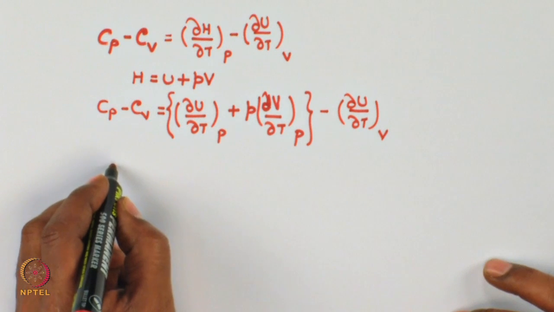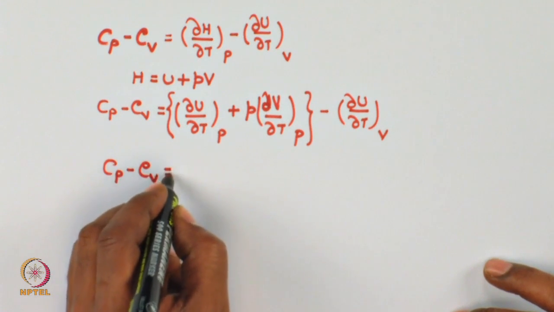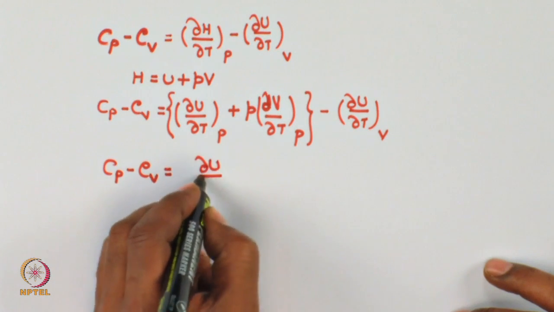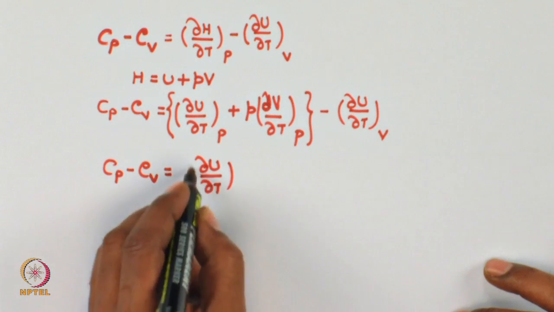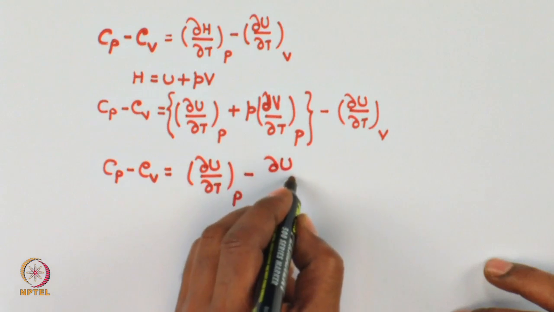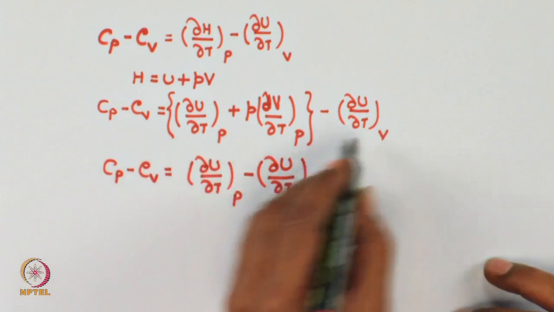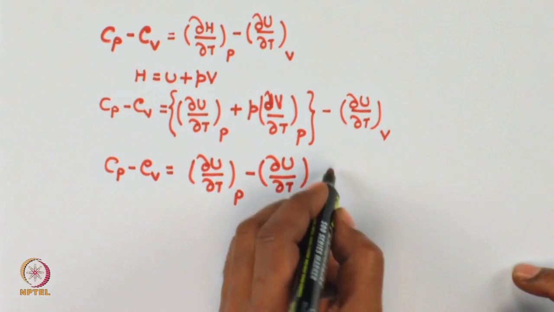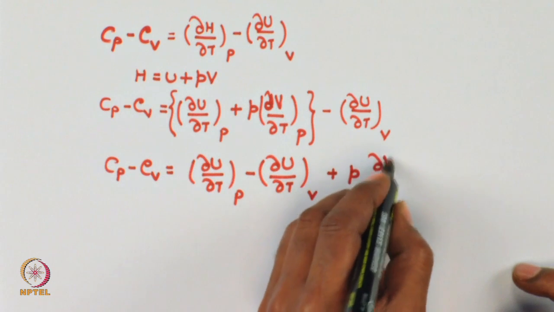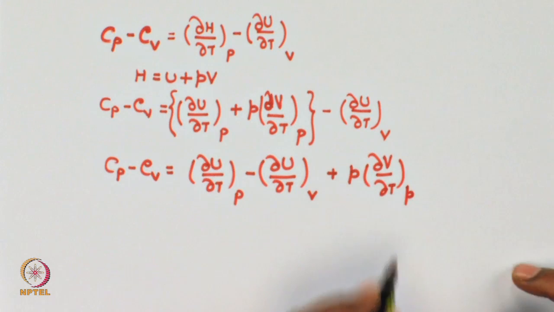What I have here is Cp minus Cv is equal to the variation of internal energy with respect to temperature at constant pressure minus the variation of internal energy with respect to temperature at constant volume, this and this I have combined, plus P into the variation of volume with respect to temperature at constant pressure.